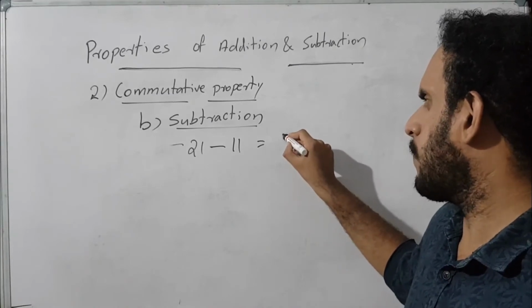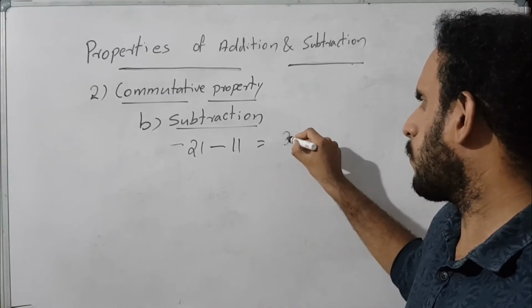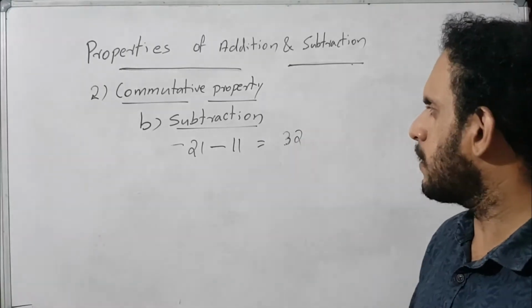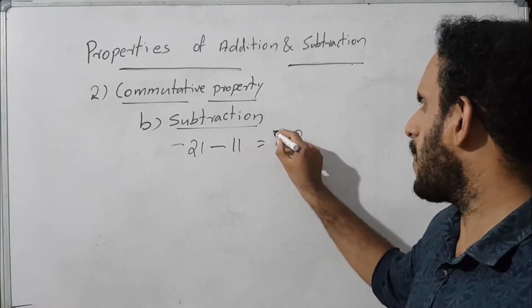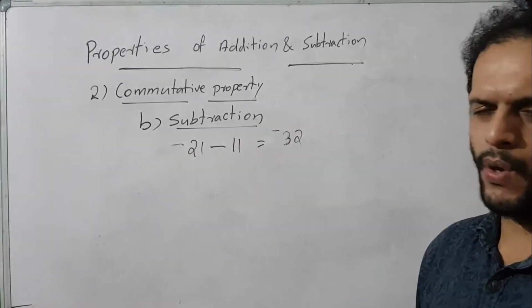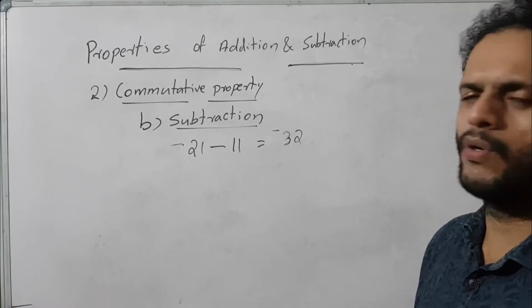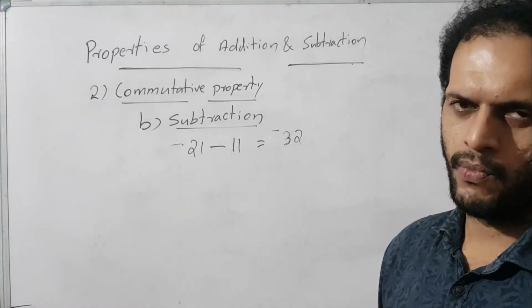We add the numbers, so we get 32, correct? What is the sign of 32? The sign of 32 is also the same sign. What is that? Minus 32. So we conclude minus 21 minus 11 is equal to minus 32.